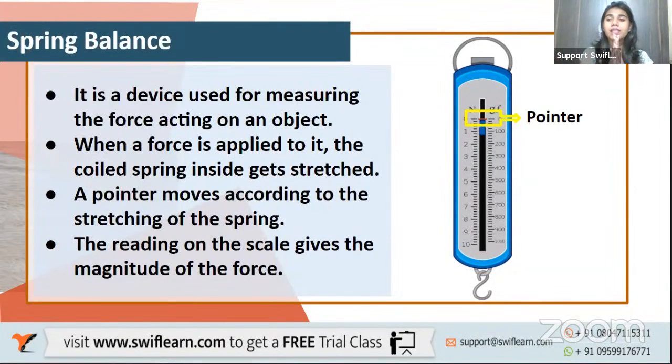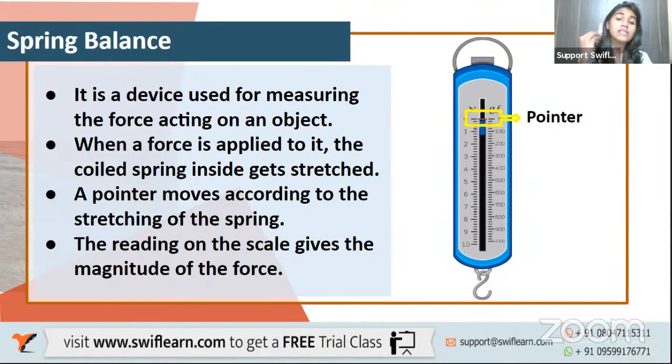Now, spring balance is basically what we used in the previous experiment. Let us just learn a little more about how spring balance works. This is how a spring balance looks. It is a device that is used for measuring the force acting on an object. It will tell you the amount of force that is acting on an object.